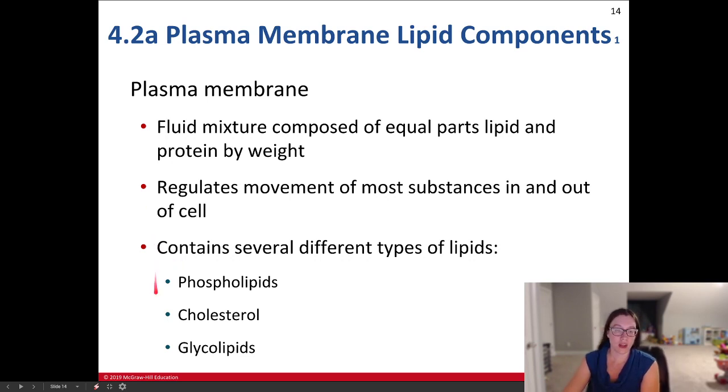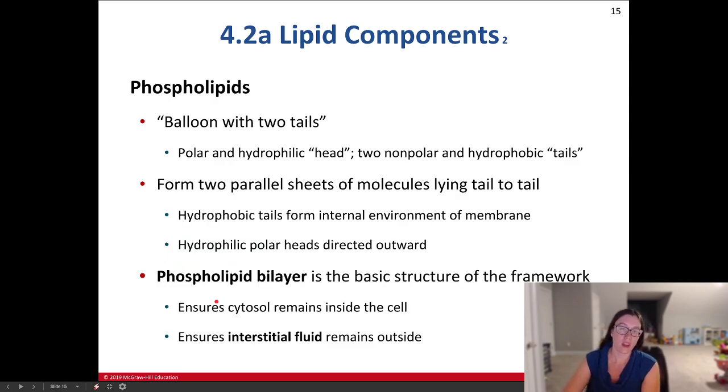So a couple of different types of lipids that are included in the plasma membrane are phospholipids, which we've talked about a few times now, cholesterol, as well as glycolipids. And so phospholipids, remember, are amphipathic molecules. They have a polar head and two non-polar and hydrophobic tails. And so they're going to form two parallel sheets of molecules that lie tail to tail, right? So remember, the tails are going to hide on the inside, and the hydrophilic polar heads are going to be on the outside, directed outward towards the water.